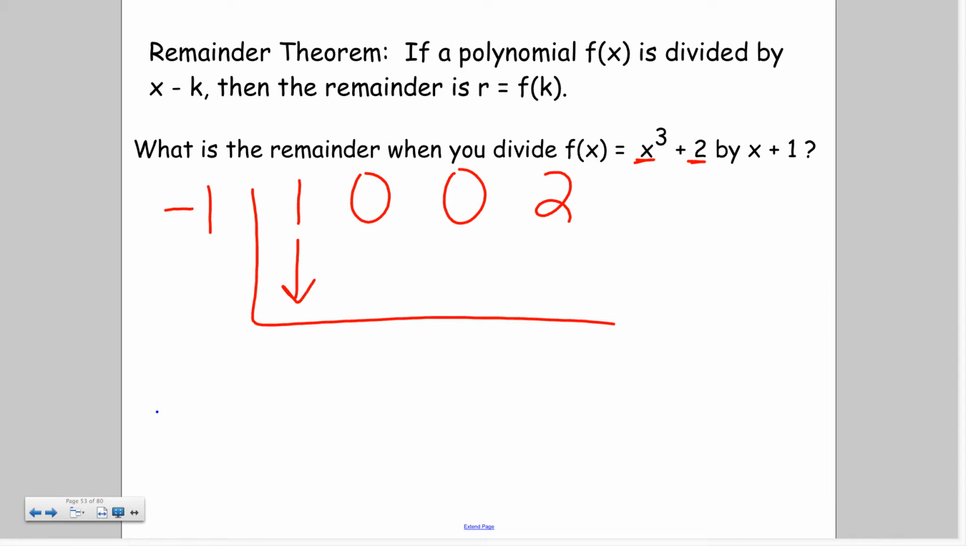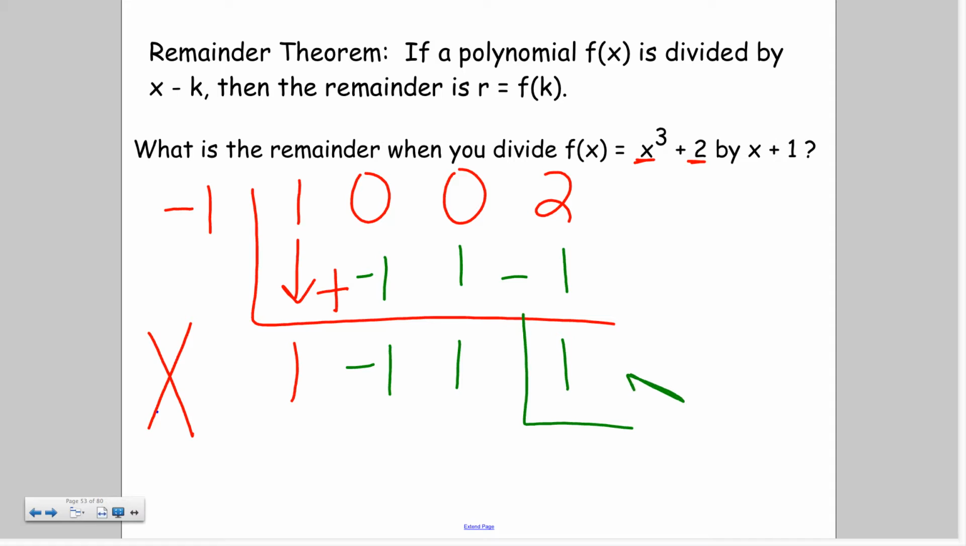So 1 comes straight down. Then remember, out here you're going to multiply. In here you're going to add. So 1 times negative 1 is negative 1. 0 plus negative 1, negative 1. Negative 1 times negative 1, 1. Adding, multiplying. Now, because I had a remainder, I know that x plus 1 is not a factor. But my remainder, because the question asked me what the remainder is, my remainder is 1 over x plus 1.